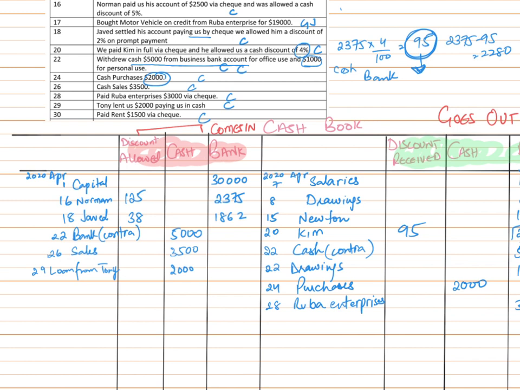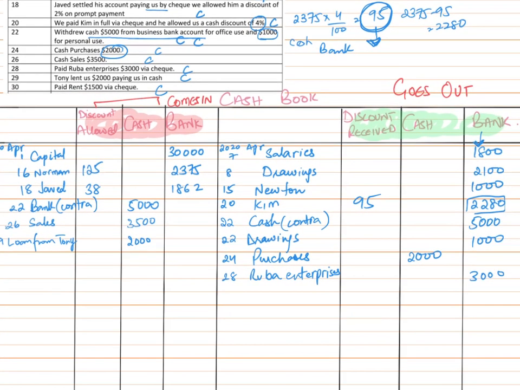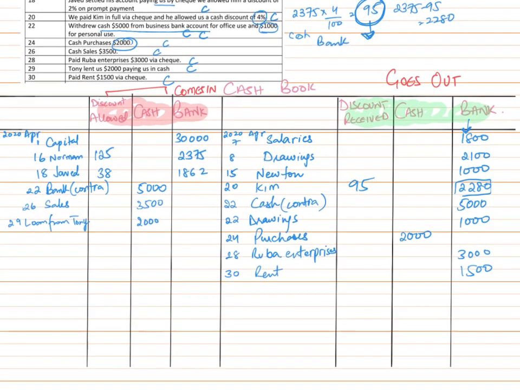Now if you read the last transaction, that also involves bank. So on 30th we paid $1,500 via bank account, and we'll write rent over here, because if bank is getting credited, then rent is getting debited, so this would come here. And now in the last we'll have to balance this cash book as well.